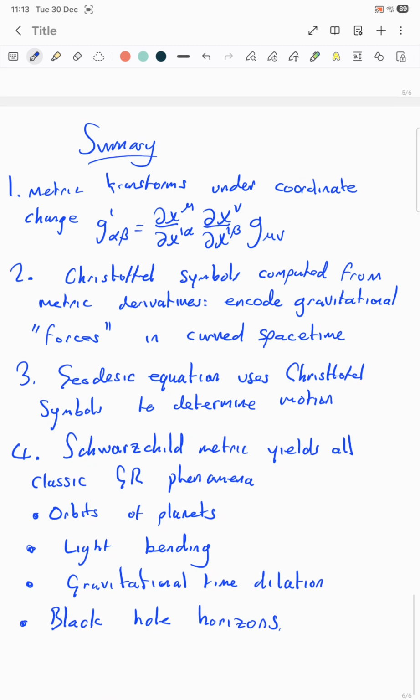But anyway, the summary is that the metric transforms under coordinate change here. The Christoffel symbols computed from metric derivatives encode gravitational forces in curved spacetime. The geodesic equation uses Christoffel symbols to determine motion. Now, the Schwarzschild metric yields all classical general relativity phenomena: orbits of planets, light bending, gravitational time dilation, and black hole horizons. Now that's the end of this mini lecture.